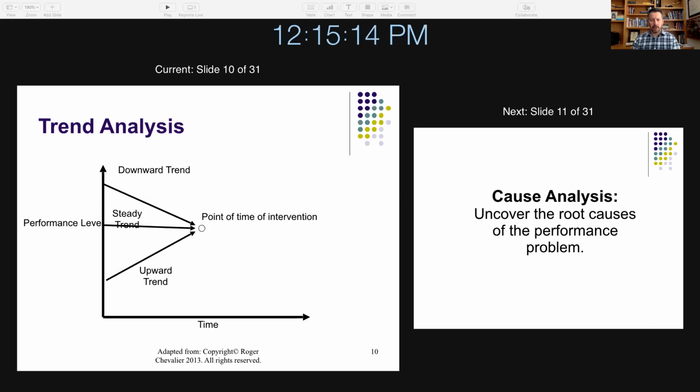And by the same token, if we have an upward trend in the past and then we analyze it, design some interventions and implement them, and then all of a sudden we see more upward trend, we might assume too much into how effective our intervention was. So you can see that the trend analysis is important to take into account.